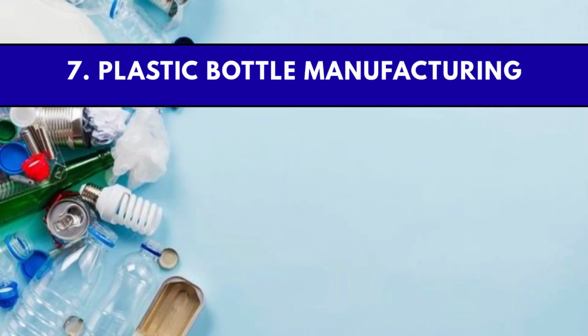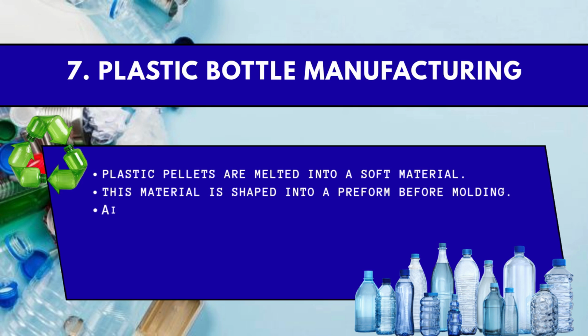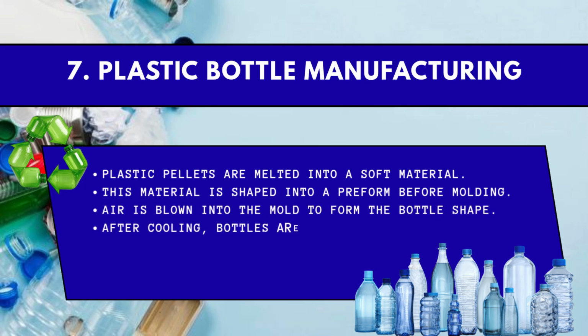7. Plastic bottle manufacturing. Plastic pellets are melted into a soft material. This material is shaped into a preform before molding. Air is blown into the mold to form the bottle shape. After cooling, bottles are trimmed and prepared for use.